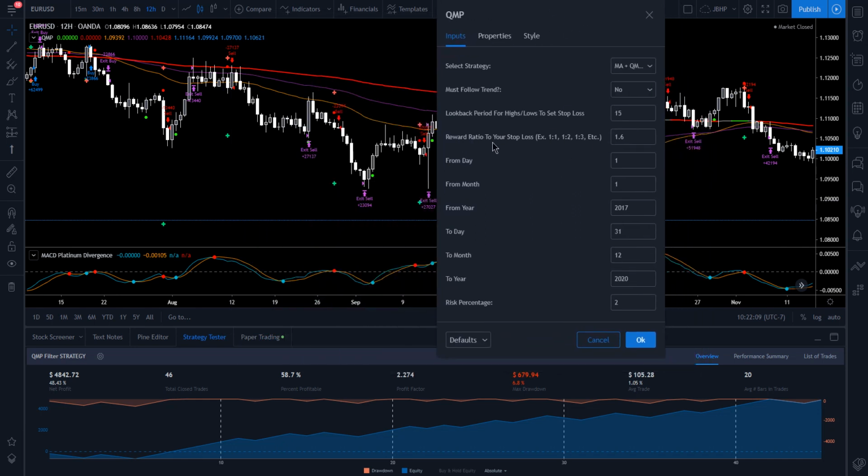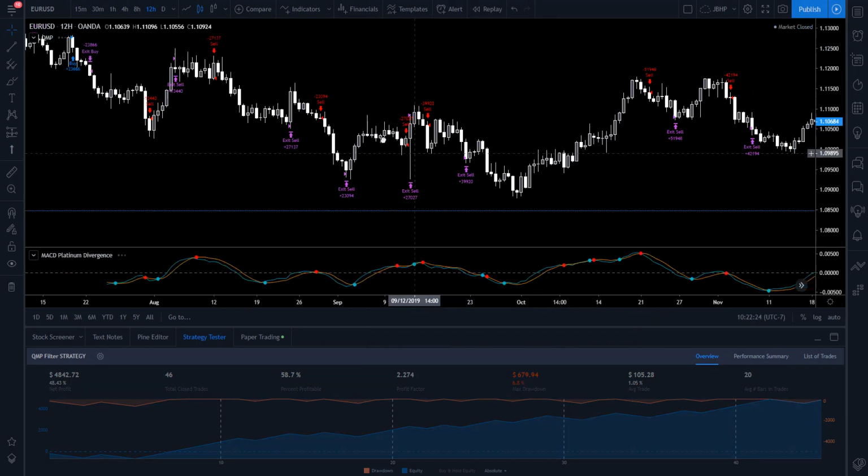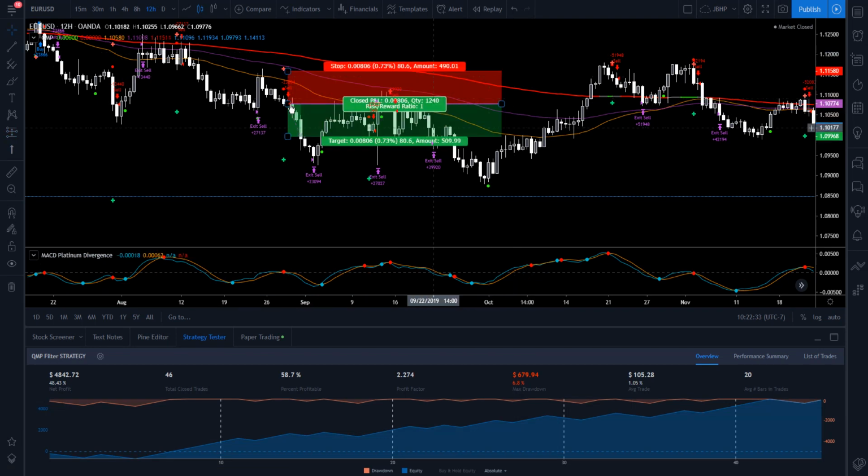Our reward ratio to the stop loss is our profit ratio. So I've got it set to 1.6, meaning 1.6 the distance of our stop loss to our take profit. So I want 1.6 in my profit. I'll go ahead and show you that now, just so that you can see on our drawings. If we were to take a sell, and for this one, for example, we opened right here. These aren't going to be exact, but I'll show you just for a visual estimation.